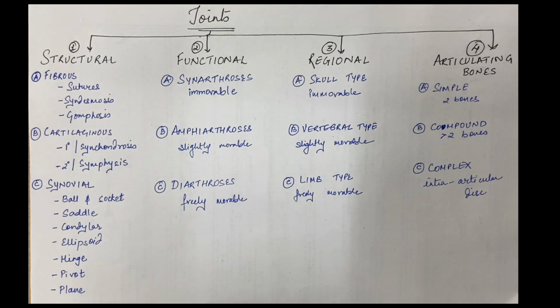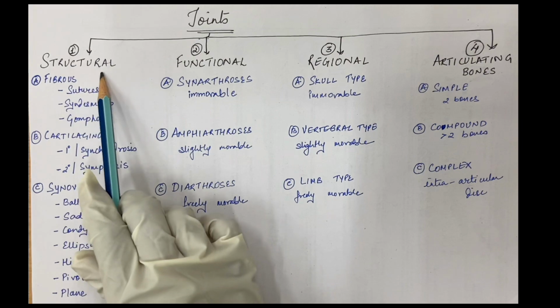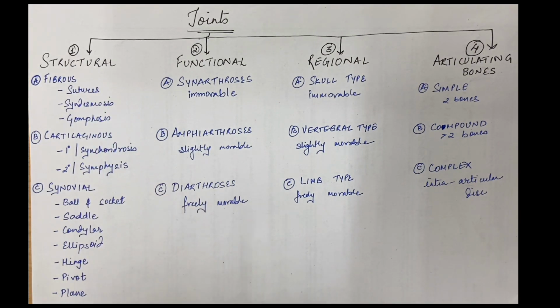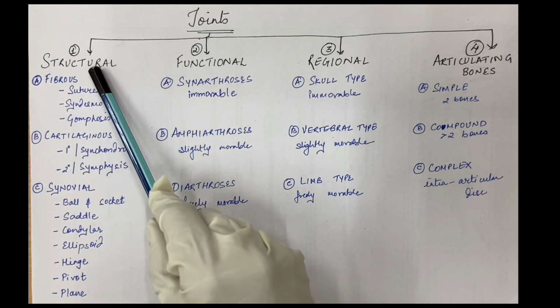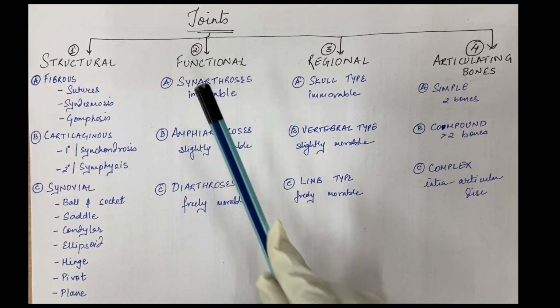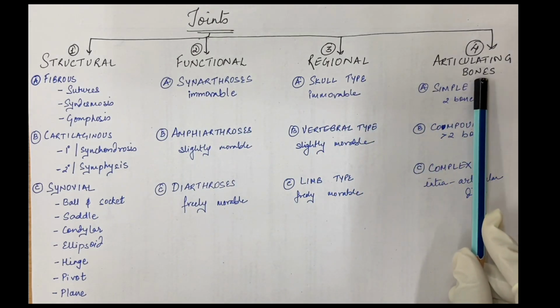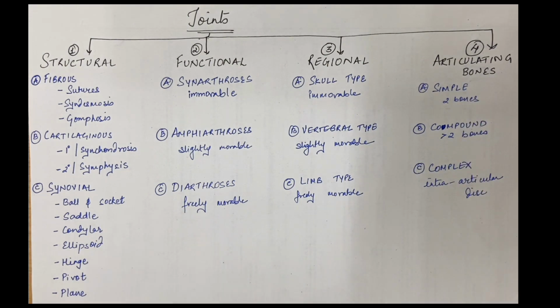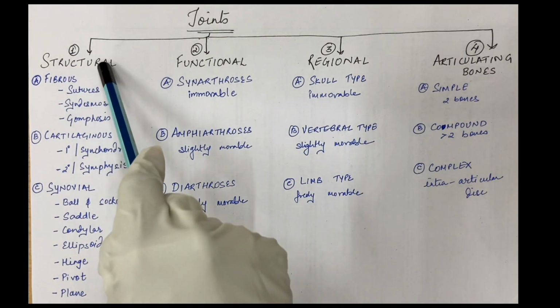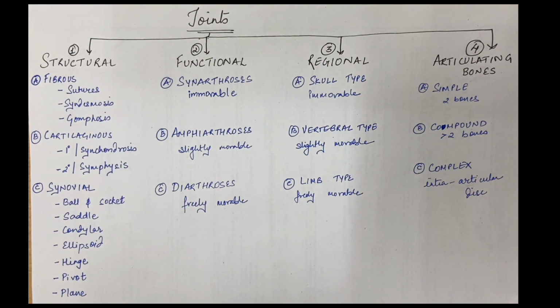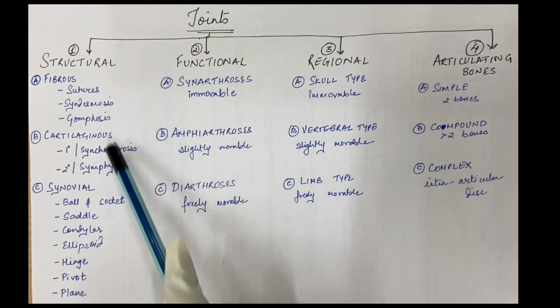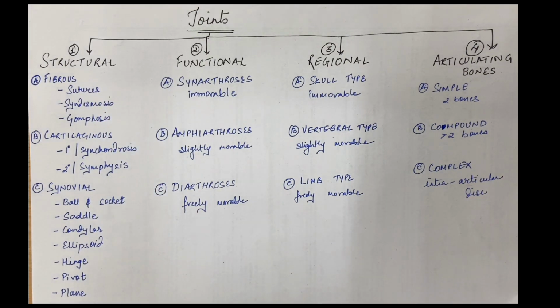Now broadly speaking, we can classify the joints into four varieties. First is the structural classification, second is functional classification, third is regional classification, and fourth is according to the number of articulating bones. The very important classification which you need to remember is the first one, that is the structural classification, and this classification will be taken in detail.